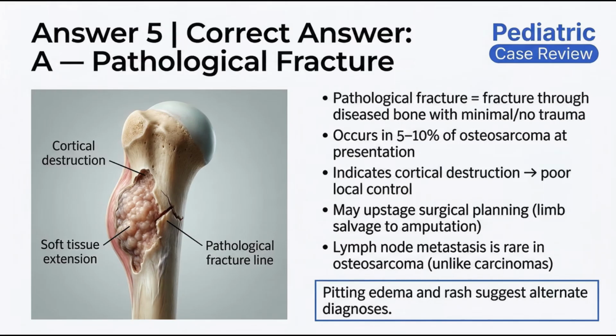An important teaching point is that lymph node metastasis is rare in osteosarcoma, unlike carcinomas, so axillary lymphadenopathy would not be a typical feature. Pitting edema suggests venous or lymphatic obstruction and is not specific. An erythema migrans rash would suggest Lyme disease, an entirely different diagnosis.